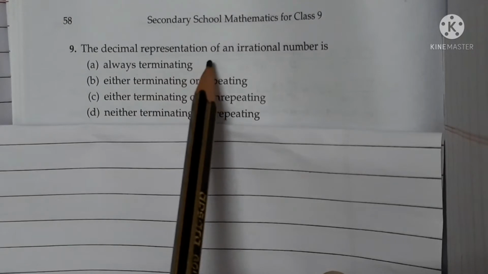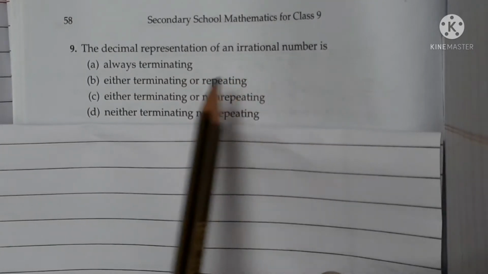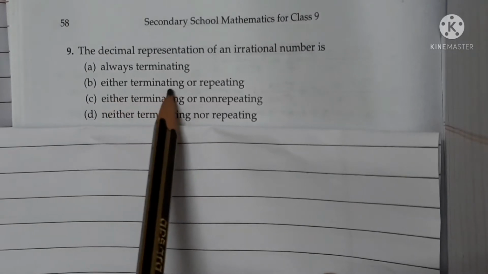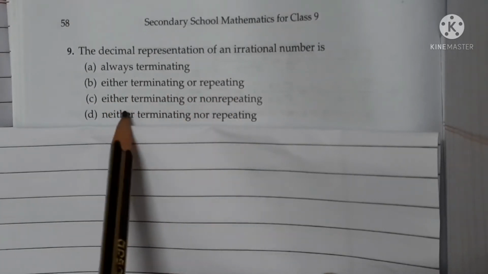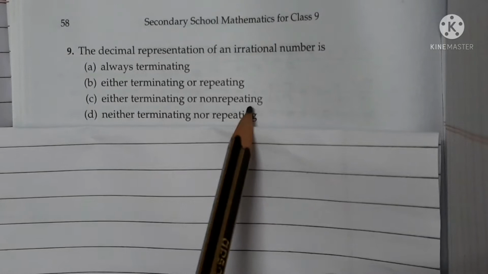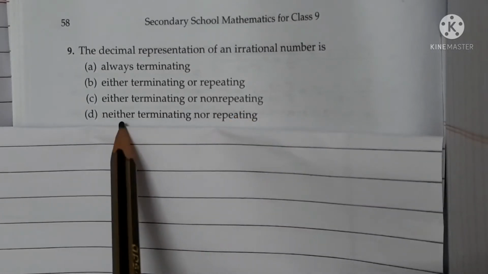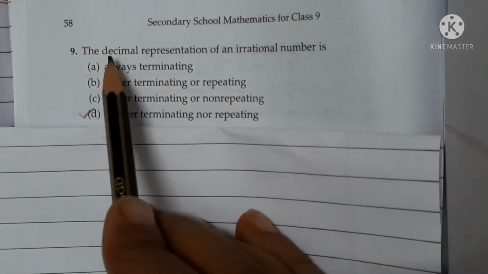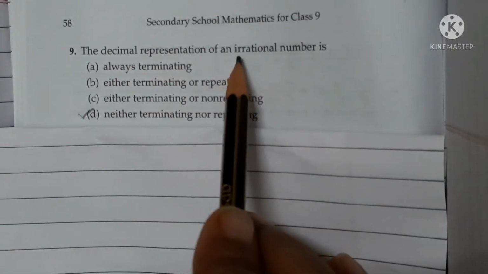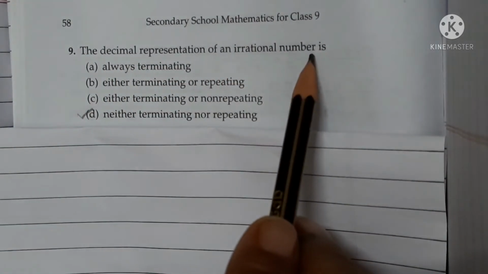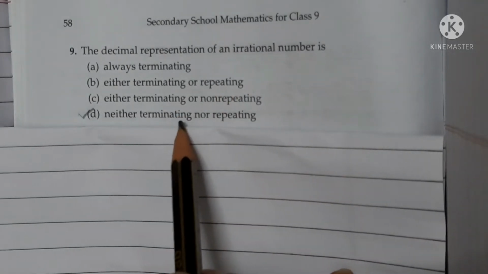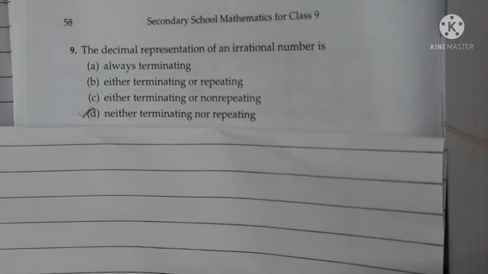The decimal representation of an irrational number is always terminating, wrong, either terminating or repeating, wrong, either terminating or non-repeating, wrong, neither terminating nor repeating. Option D is correct, because here it is asking about an irrational number. An irrational number never terminates and never repeats, so option D is correct.